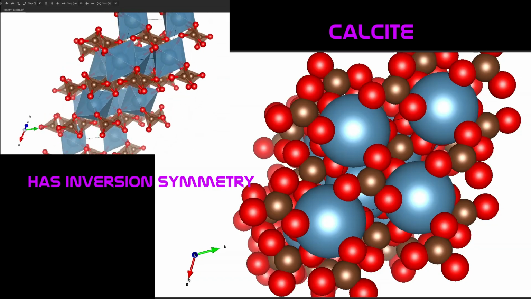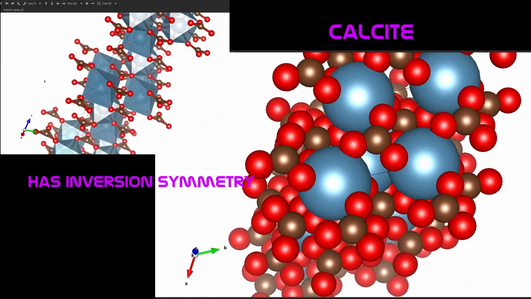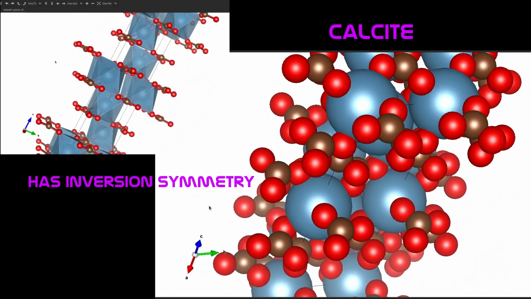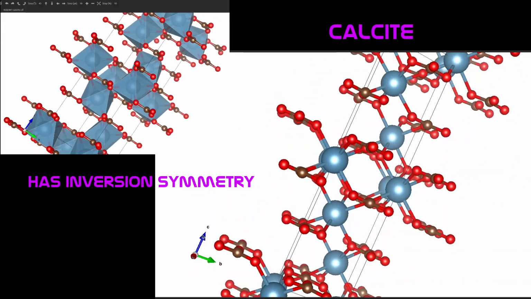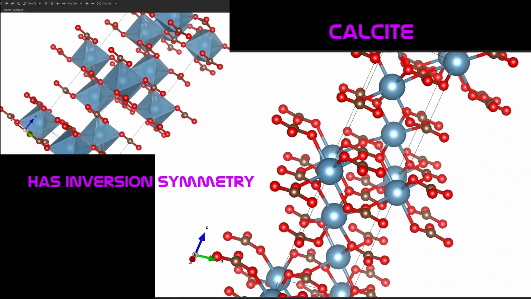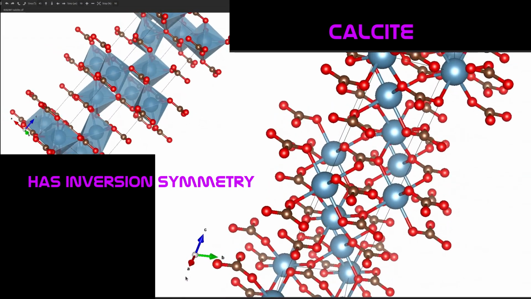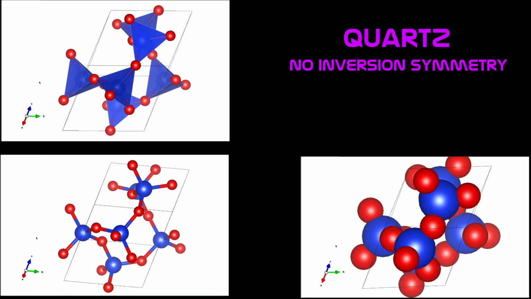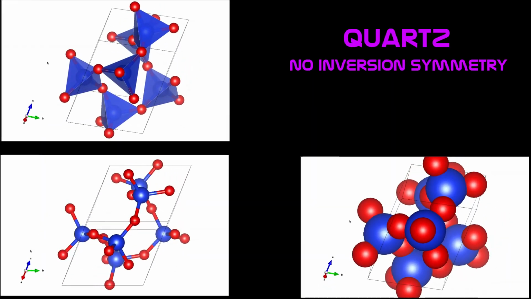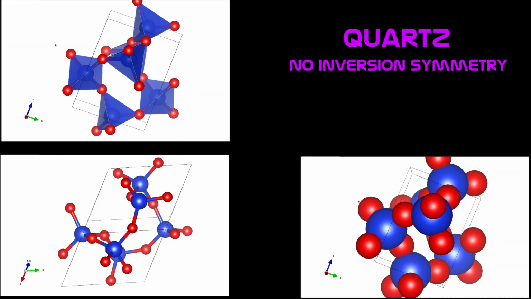Calcite, calcium carbonate, is a beautiful example. Its space group is R-3c, which belongs to a centrosymmetric Laue class. Calcite has an inversion center, and so it does not exhibit piezoelectricity. But quartz, also a carbonate-adjacent silicate, lacks an inversion center, which is exactly why it can be used in piezoelectric devices.